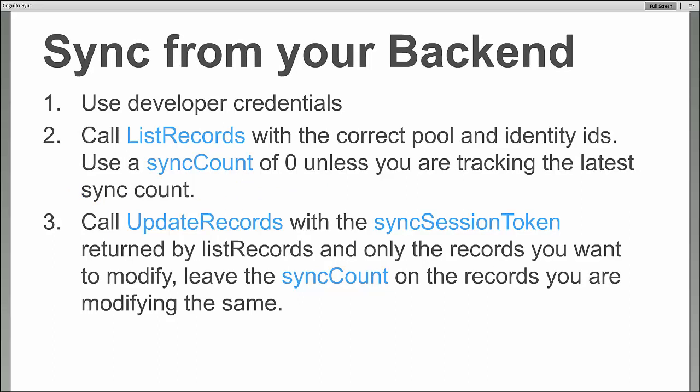So what if you want to sync from the back end? Let's say you're using the Cognito Sync APIs from the server or from some other place in the Amazon cloud. You don't need to use Cognito credentials for this. Obviously, since you're in the back end and in the cloud, you can use your developer credentials. And you basically follow the same flow that the client follows whenever synchronizing the data. First, you make a call to list records. Then you manipulate the data any way you like, and then you perform an update records.